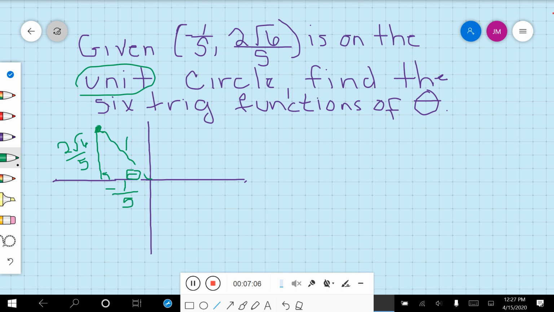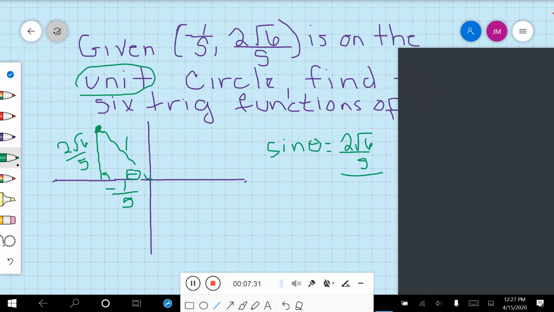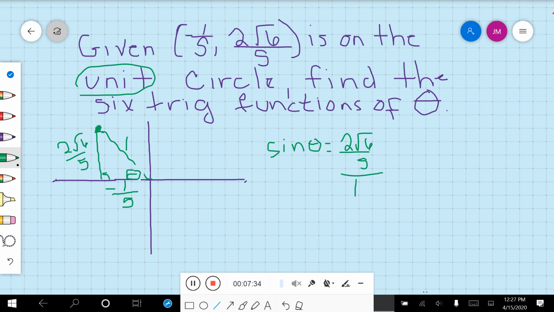So when they say to find the 6 trig functions of theta, they're asking me what is the sine of theta? So the sine, according to SOHCAHTOA, is opposite over hypotenuse, so it would be 2 root 6 over 5 over 1, all over 1. But we know that over 1 doesn't make a difference, so we'll just erase it. So do you see how the sine is the y value?